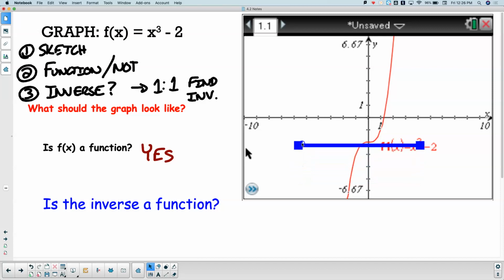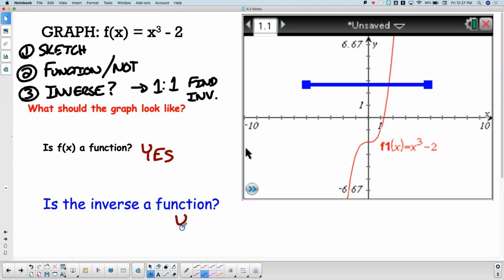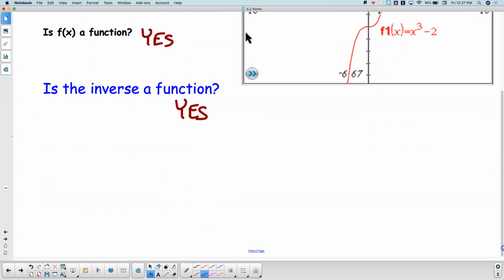The tricky part is like right in there, right? Right. But really, it never goes flat. We've got to just zoom in a little bit. Yeah. So it passes the horizontal line test. So this would be a yes on that one. So f of x equals x cubed minus 2.